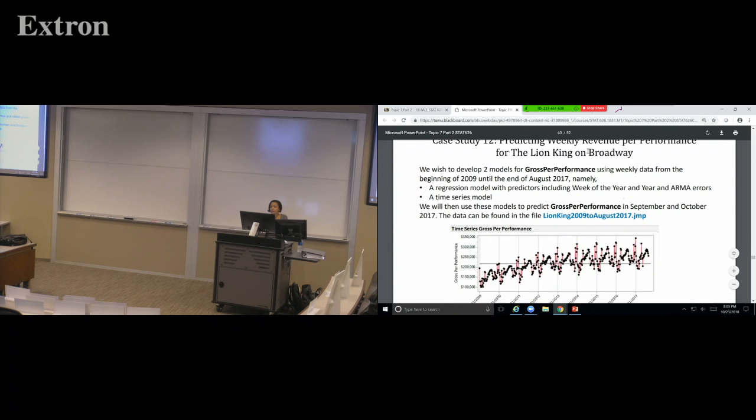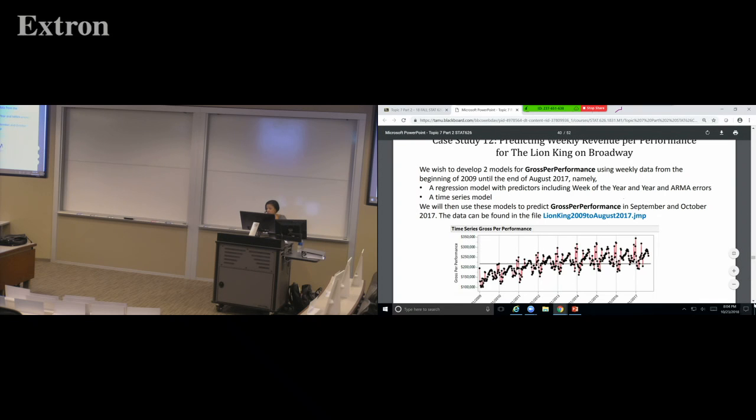Okay, so our idea here is we're going to look at the weekly revenue per performance for the Lion King on Broadway. Our hope is to develop two models for gross per performance using weekly data from the beginning of 2009 until the end of August 2017. A regression model with predictors is going to be performed. That's going to include week of the year, and hopefully ARMA errors. And we'll also take a look at applying a time series model to this weekly revenue per performance for the Lion King.